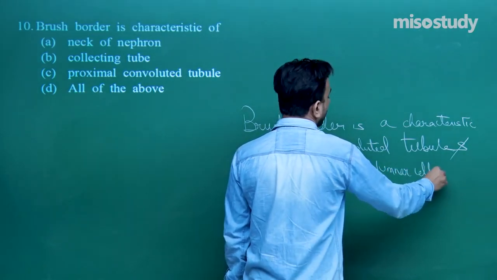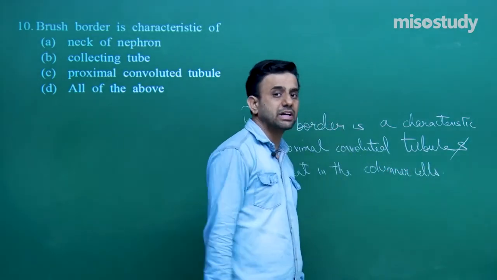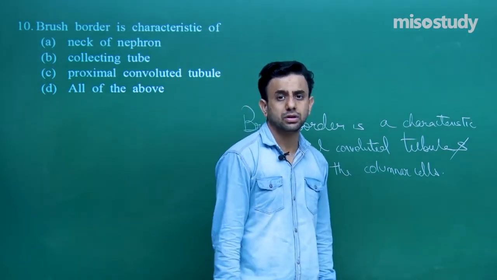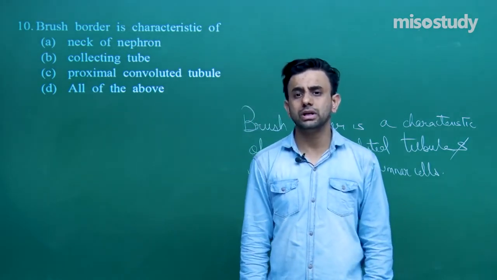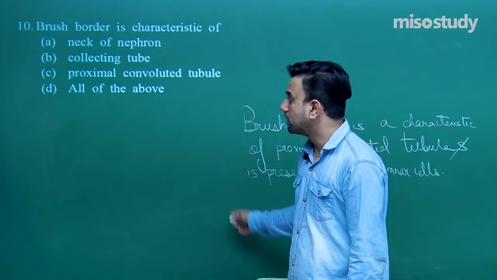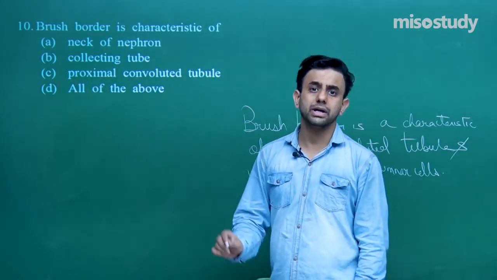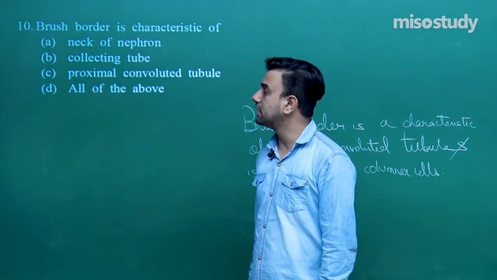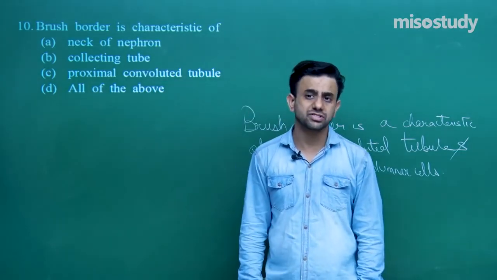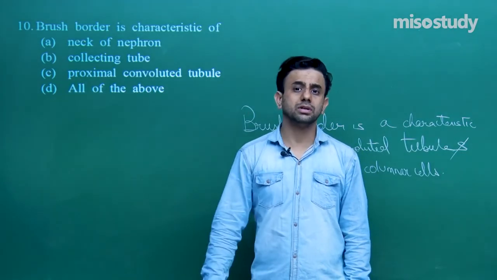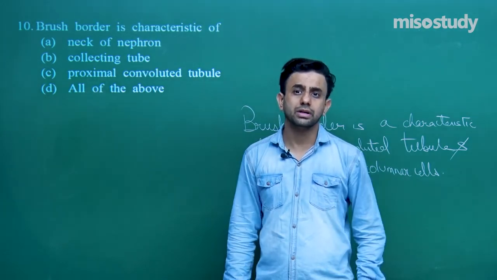These along with the microvilli are present, and this will increase the surface area and hence will function. So hence what we see is that brush border is a characteristic of the proximal convoluted tubule, right, friends.